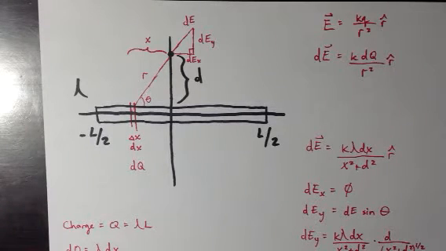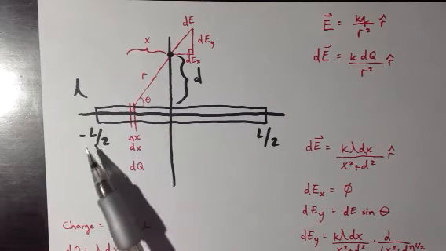In this video, I'll show how to derive the E field a distance d from an infinite wire. And to do that, you just need to find the E field a distance d from a finite wire, and then take the limit as the length of the wire approaches infinity. So first, here's the setup to find the E field a distance d from a finite wire.